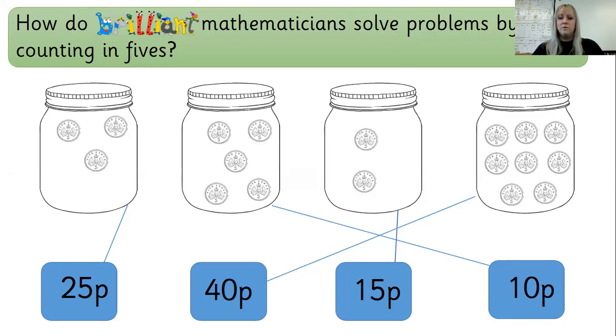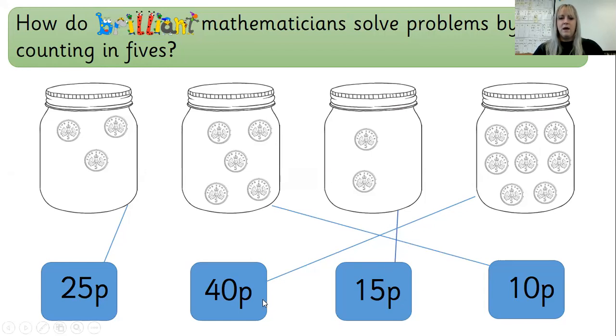Fantastic. Hopefully you've all done brilliant work today and well done. Now, I've got some jars here and each jar has a different amount in. It's got a different value. Now, all my jars have 5p coins. So I need to make sure that I count carefully in my 5s and then I draw my lines.